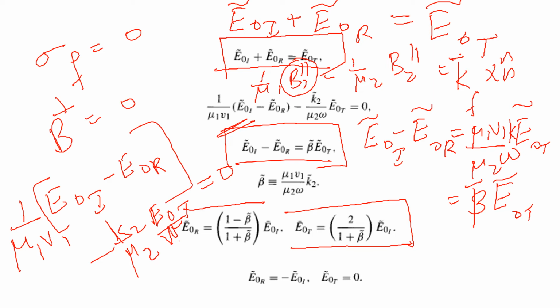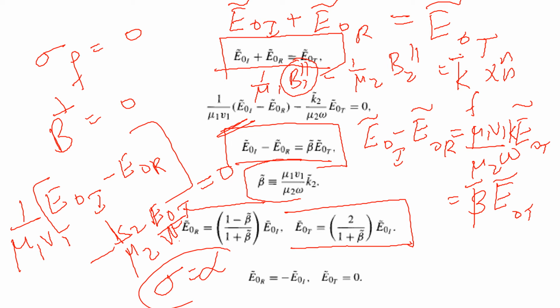And for a perfect conductor, it has a conductivity sigma. It is infinity. Sigma is infinity for a perfect conductor. And the propagation constant K2 is also infinity for a perfect conductor. So using this, beta value will be infinity. In the case of a perfect conductor, beta will be infinity.